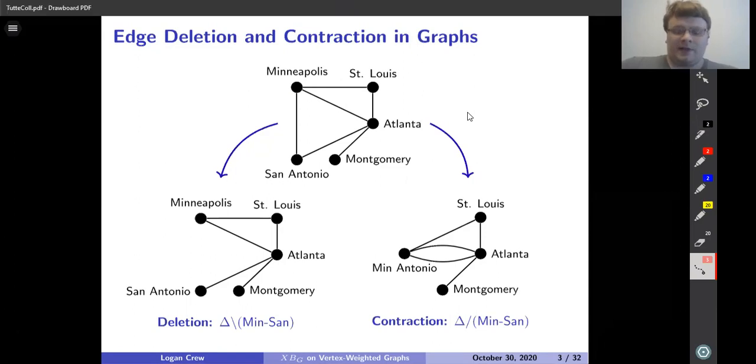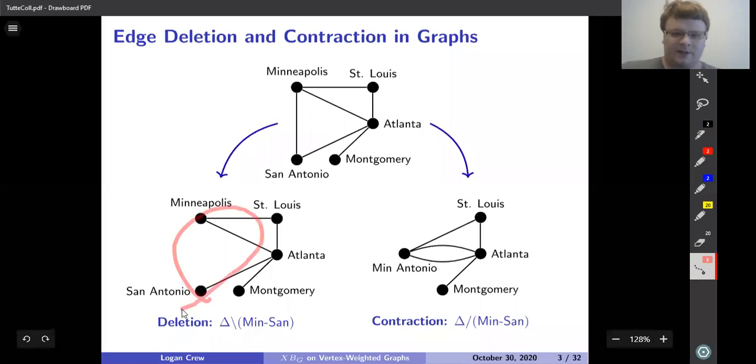One thing I'm going to be working with is deletion and contraction of edges to represent things in the graph. So if I take this edge here between Minneapolis and San Antonio, very simply, if I delete the edge, then I get this graph down here on the left where this edge is simply removed from the edge set. This is often denoted with a backslash or sometimes with a minus here.